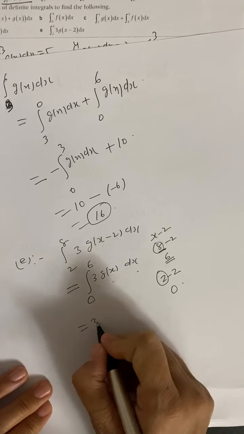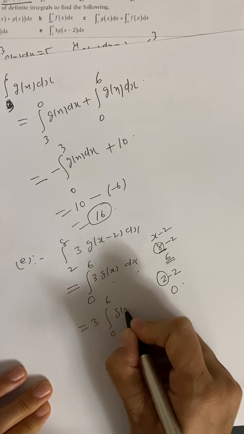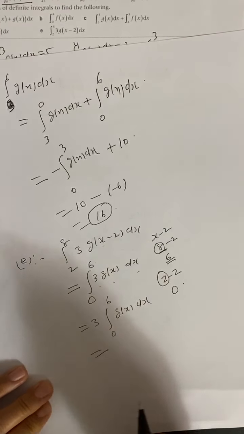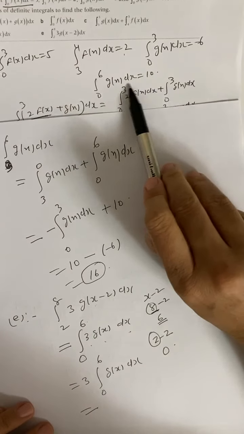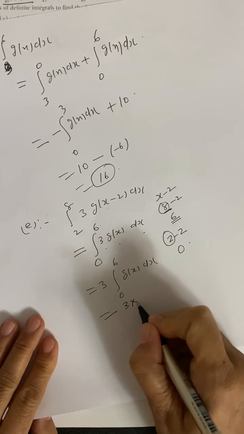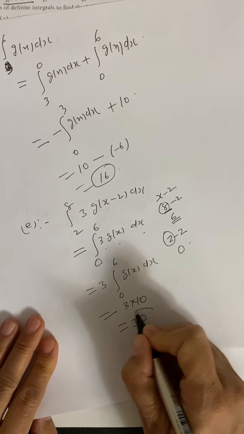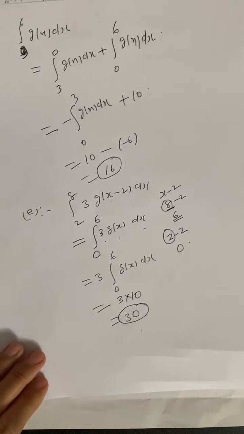Now, I can take this 3 out, and I already have the value for 0 to 6. Let's have a look. It is 10. So 3 times 10, which is equal to 30. So that is your final answer for this one.